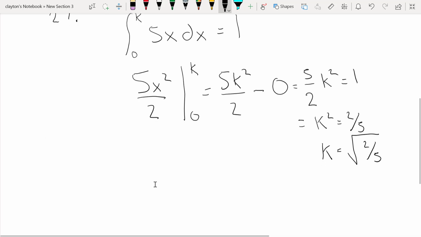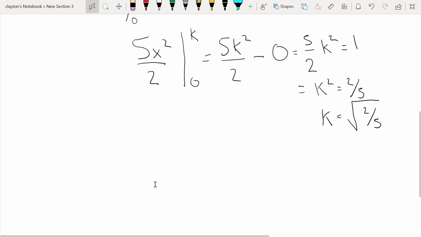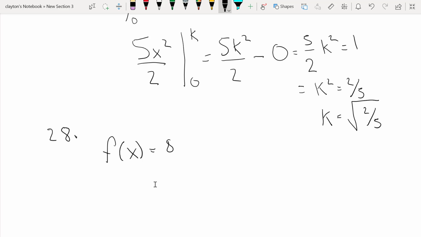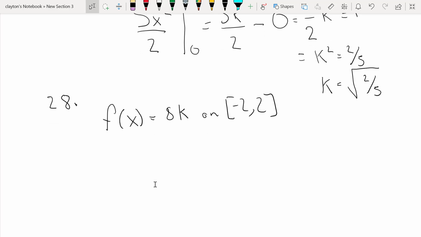Very common question, normally solving for k. Probably 28 is even a more common question when you have an unknown k that you want to solve for. It says find the value of k for which the given function, the probability density function, f of x is equal to 8k on the interval -2 to +2. I mean, you could use this calculator. You could use the calculator here if you wanted to.